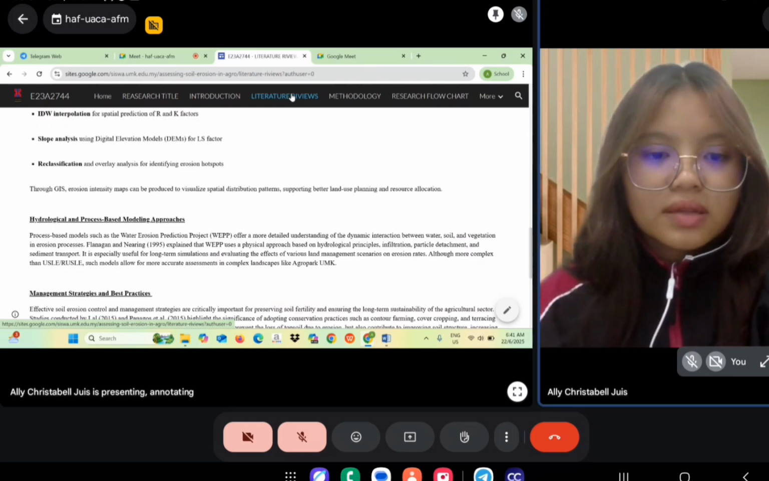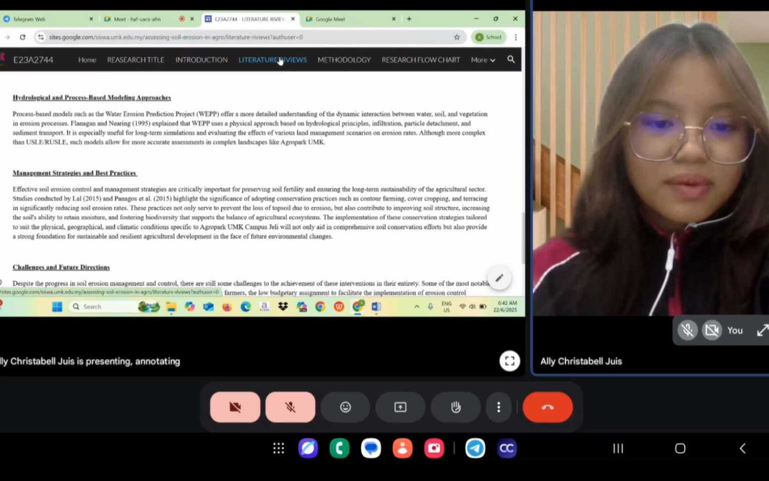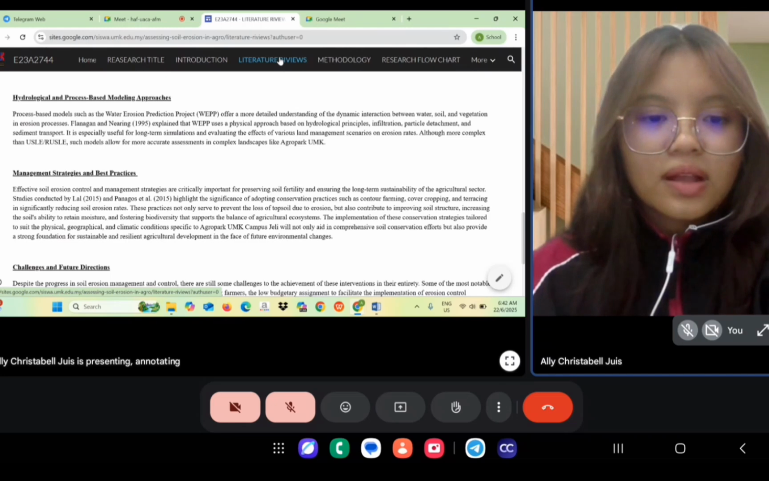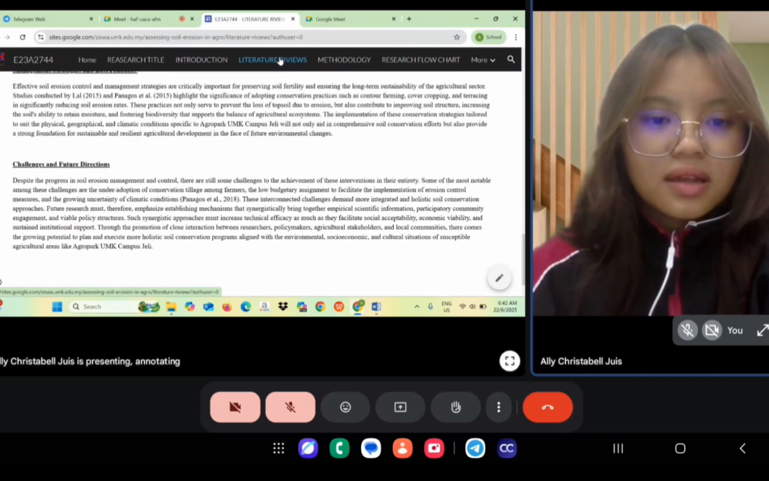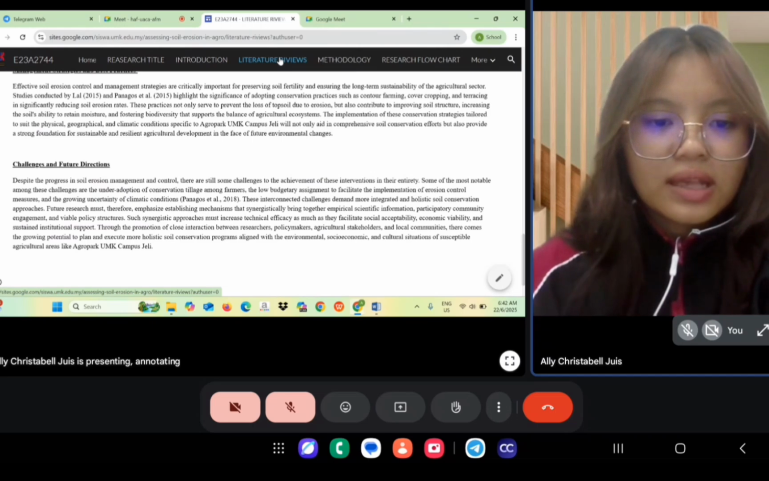Next, process-based models. Models like WEPP simulate erosion over time and under various land uses for more accurate prediction. Next, management practices. Contour farming, cover crops, and terracing reduce erosion and improve soil health. Next, challenges and future. Challenges include low adoption and climate change. Future efforts need an integrated approach applying science, policy, and community.